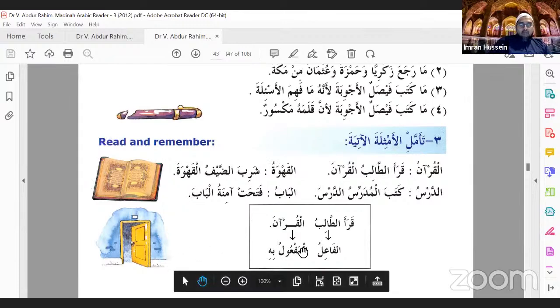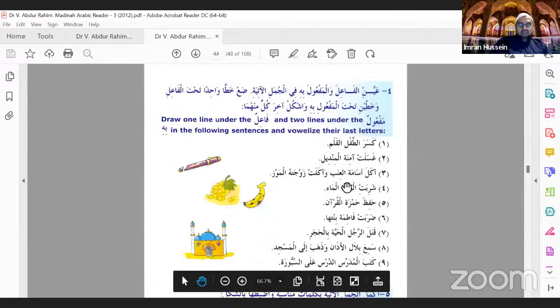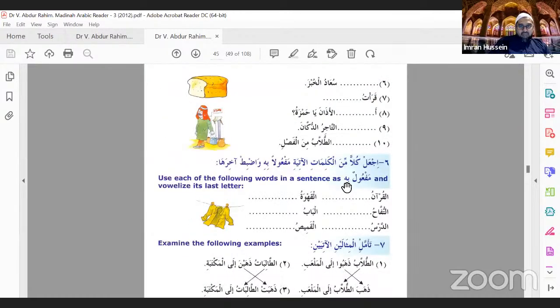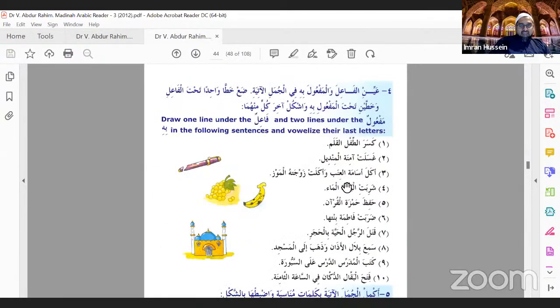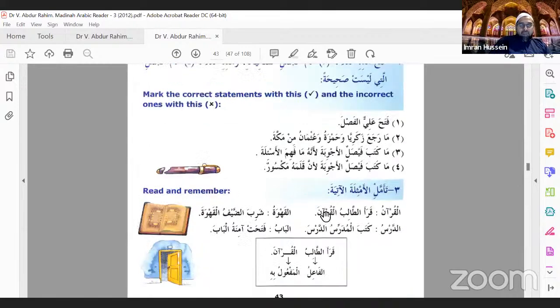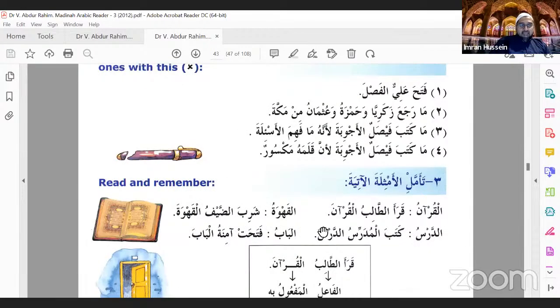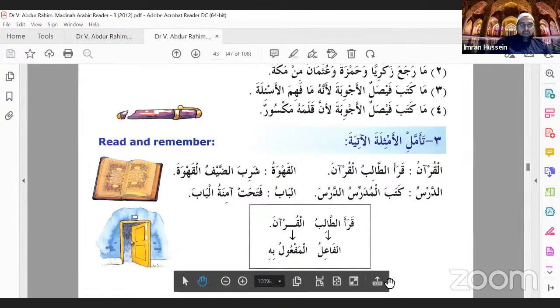Last one. I'm going to do the last one and then I'll end the lesson here so that the rest of the sisters who are absent can catch up before we move on to the next lesson. So I'm going to end on this part, read and remember. Sister Sadiqa, can you go over this? Qara'a at-talibu al-Qur'ana, translate and tell me the position of at-talib and al-Qur'an, and then do the next sentences as well, please. Go ahead.